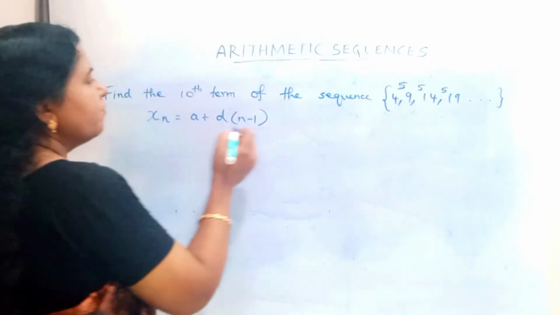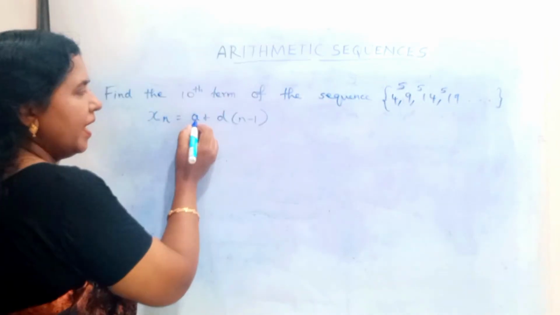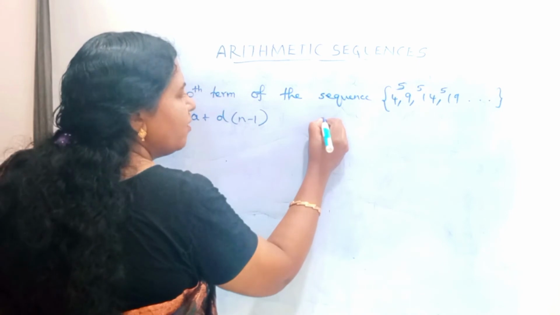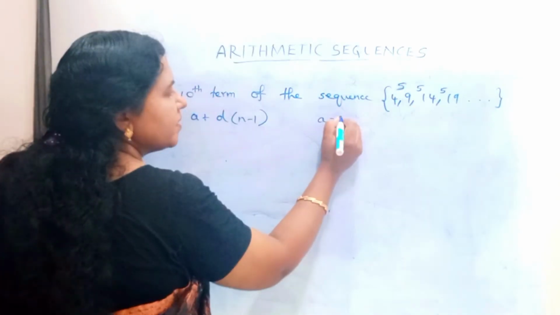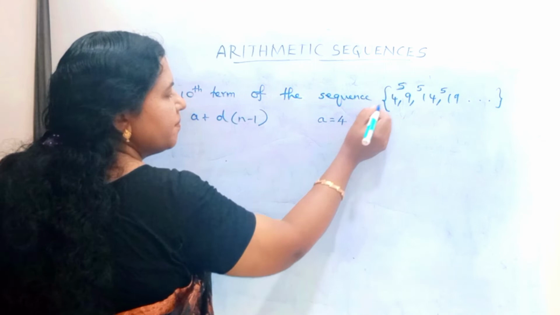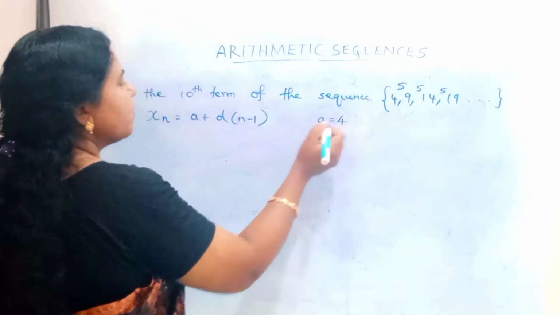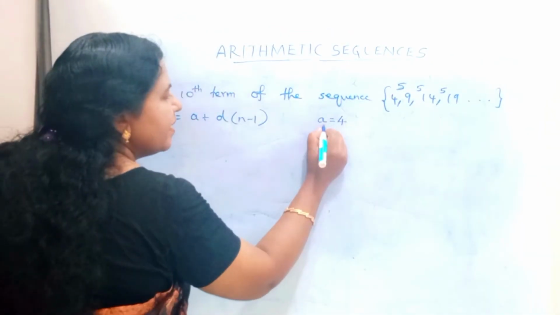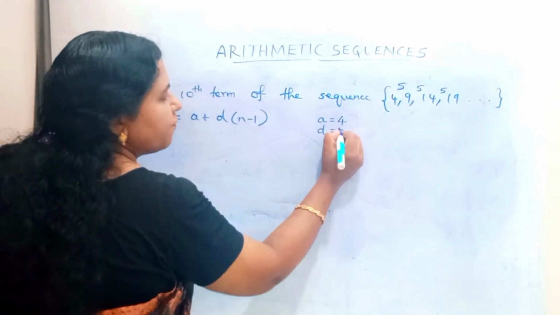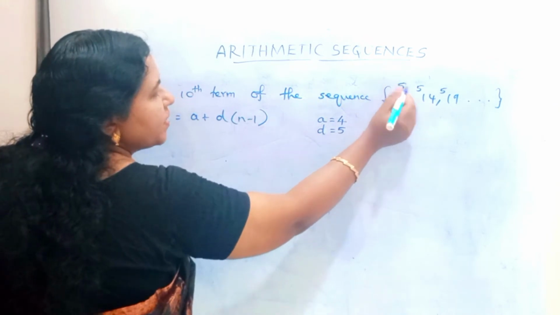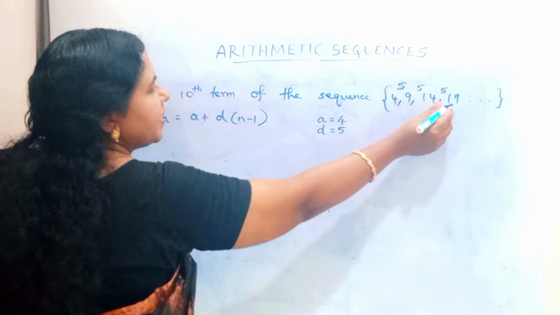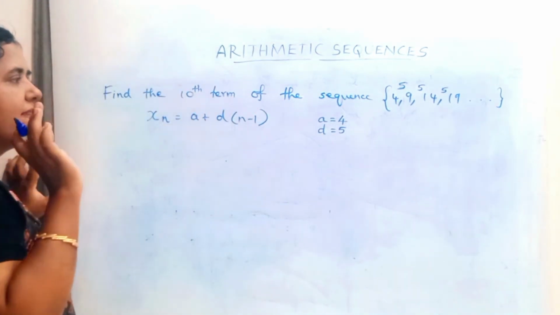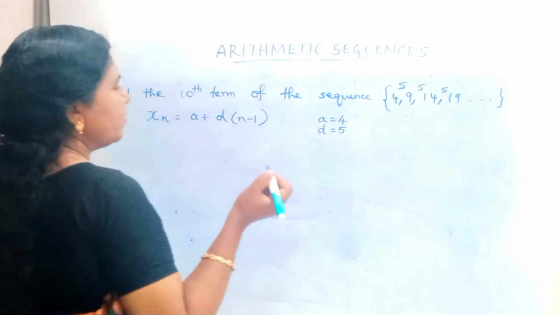Now first we can write down the values of a and d. In the given sequence, the value of a is equal to 4, since a is nothing but the first term. Now coming to the common difference d, it is equal to 5. Already we have found that: 9 minus 4 is 5, 14 minus 9 is 5, 19 minus 14 is 5. So it will be 5 continuously till the end. So the value of d is equal to 5.